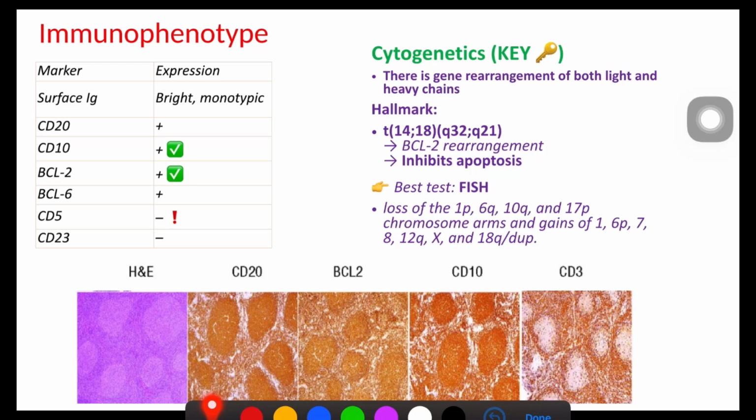The best diagnosis is by FISH, and there is loss of 1q, 6q, 10q and 17q chromosome arms, and a gain of 1, 6p, 7, 8, 12q, X and 18q, or duplication. So here this is the HE section and the IHC markers, where CD20 is positive, BCL2 is positive in the follicles, CD10 is positive and CD3 is negative.